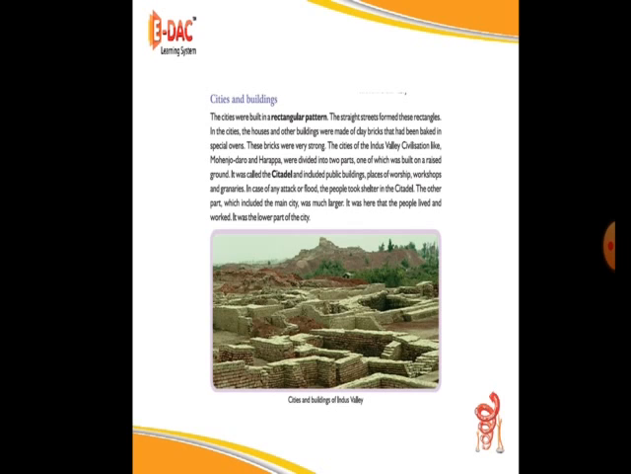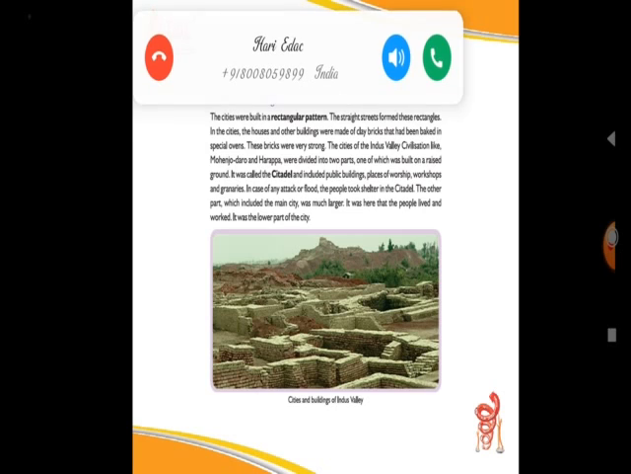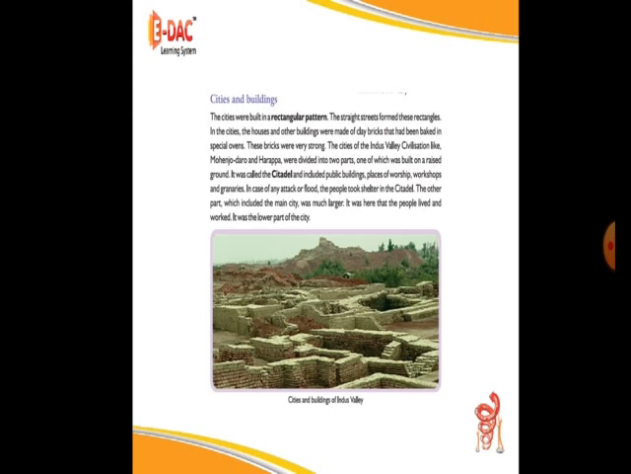Cities and buildings of the Indus Valley civilization. The cities were built in a rectangular pattern. The straight streets formed these rectangles in the cities. The houses and other buildings were made of clay bricks that had been baked in special ovens. These bricks were very strong.